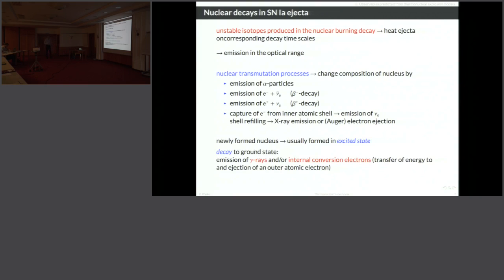So in this way, by nuclear transmutation, a new nucleus is formed, and this is usually formed in an excited state and has to decay to a ground state. This happens via the emission of gamma rays and/or internal conversion electrons. So this is again the transfer of energy of the excited nucleus to an outer atomic electron, which can also be ejected.